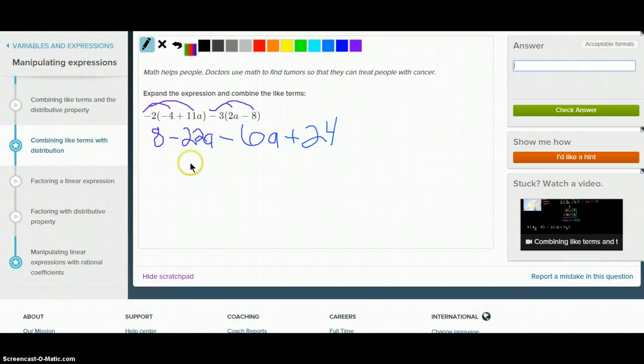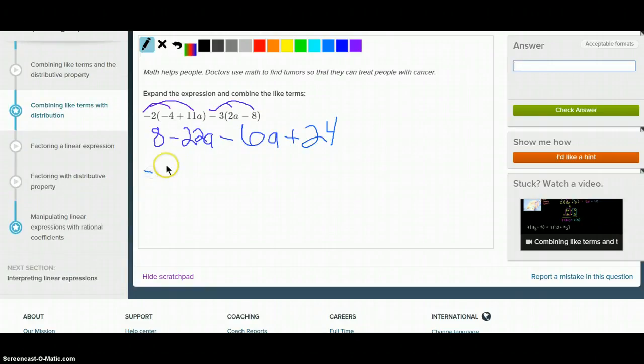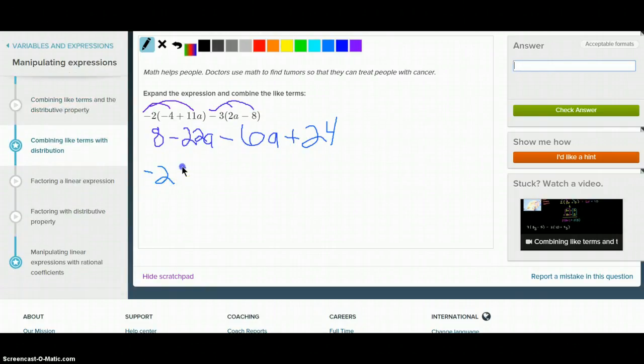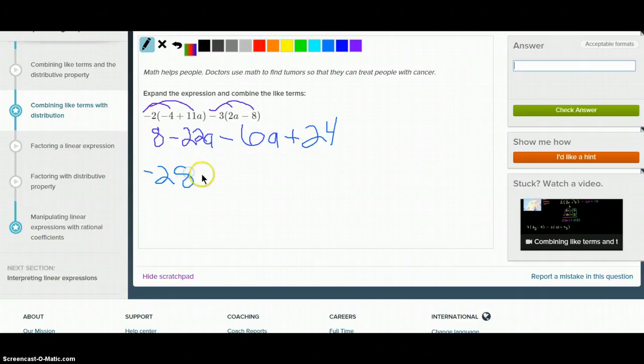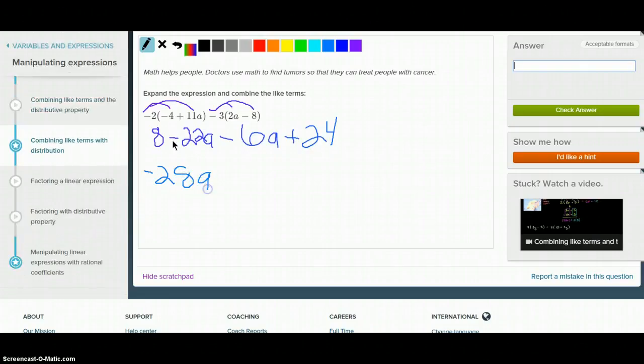Alright, so we're going to combine all the like terms. And so we have negative 22a minus 6a. So I guess we're adding them since they're both negative. So negative 22 minus 6 is going to be negative 28a. And then 8 plus 24 is positive 32.